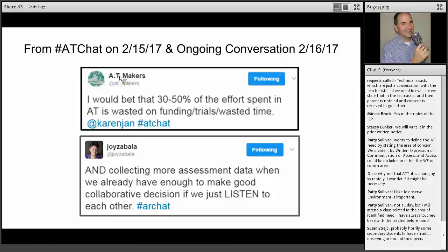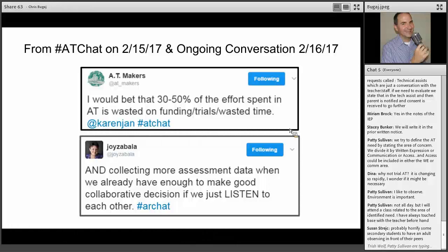He said, I would bet that 30 to 50% of the effort spent in AT is wasted on funding, trials, and wasted time. And Joy Zabala commented today on that particular tweet saying, yeah, and collecting more assessment data when we already have enough to make good collaborative decisions if we just listen to each other, right? And this is getting at the idea that, we'll just talk about trialing real quick.